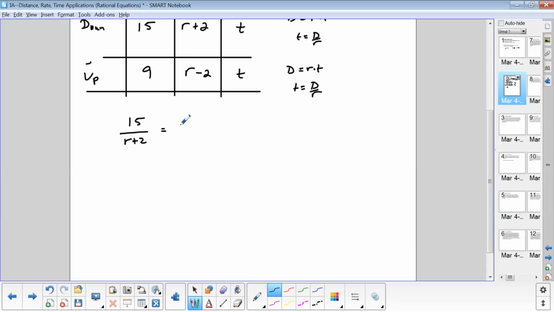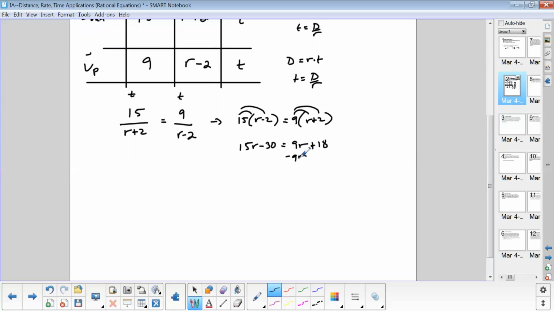And the upriver would be 9 divided by r minus 2. That represents the time for upriver. That represents the time for downriver. And what I have is a proportion. So I could do cross products here, and I get 15 times r minus 2 is equal to 9 times r plus 2. So I want to distribute, and that's going to give me 15r minus 30 equals 9r plus 18.